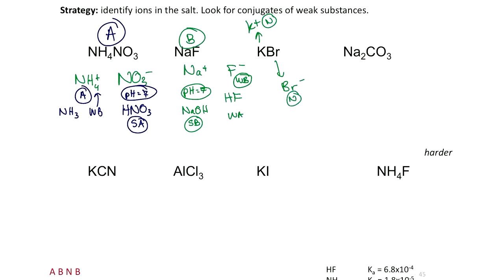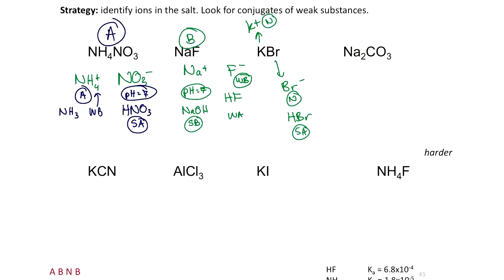And so the reason is Br minus is the conjugate of what? HBr, and HBr is a what? It's a strong acid, and so conjugates of strong things are nothing. Conjugates of weak things are also weak bases. All right, so you put KBr in water. What do you think is going to happen? Is the pH going to change? Nope, it's going to be a pH neutral salt.